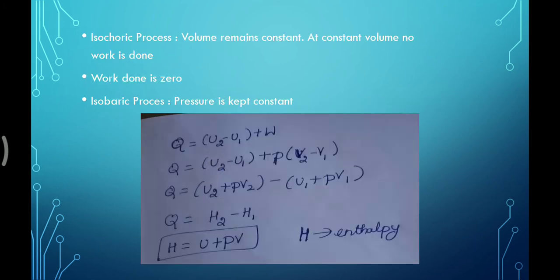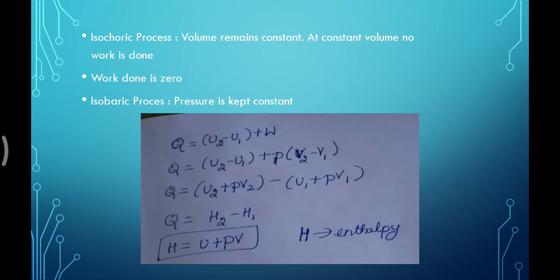And isochoric process, so here volume remains constant. Isochoric ஞாபகம் வச்சுக்கோங்க, volume remains constant. At constant volume ல no work is done. So இங்கே isochoric process ல the main important point is volume remains constant, so that there is no work done. And next, work done can be taken as 0.